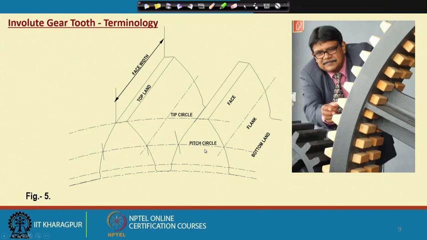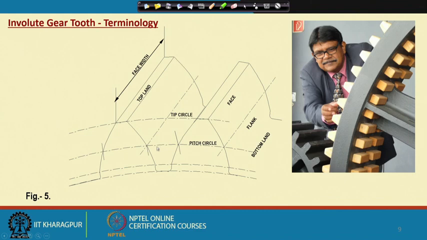Now, the definition of pitch circle is that if we consider the involute tooth, then a line can be drawn touching the two base circles. That will intersect the line joining the centers of these two gears. That point is called the pitch point, and the circles through this pitch point are called pitch circles. So, the pitch circle physically has no existence. When the gears mesh, then we will have the pitch circle.